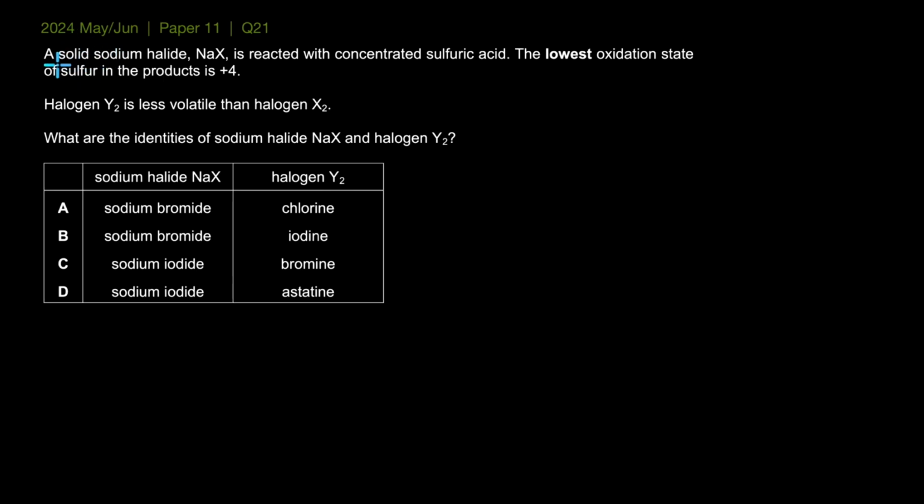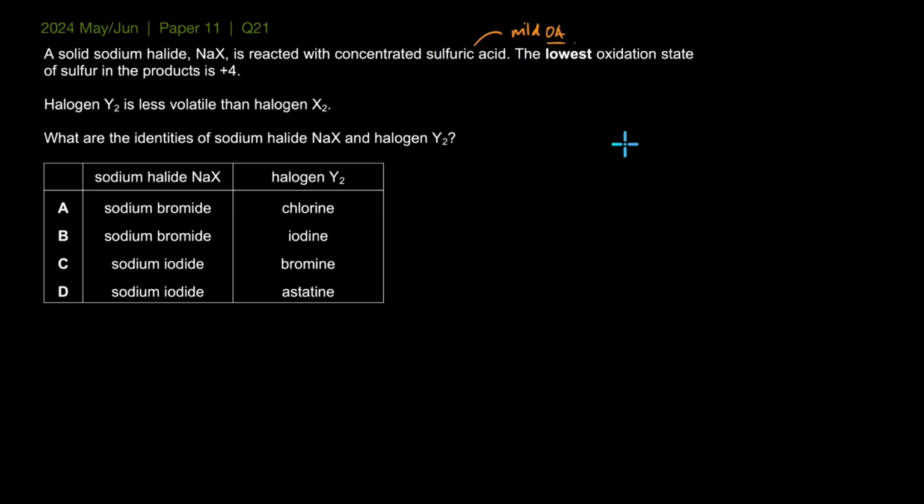Okay, so in this question it says a solid sodium halide is reactive with sulfuric acid. Remember, sulfuric acid is a mild oxidizing agent. It can oxidize everything below chloride. It can oxidize bromide, iodide, and acetate. Okay, and its products, and what happens is it itself gets reduced.